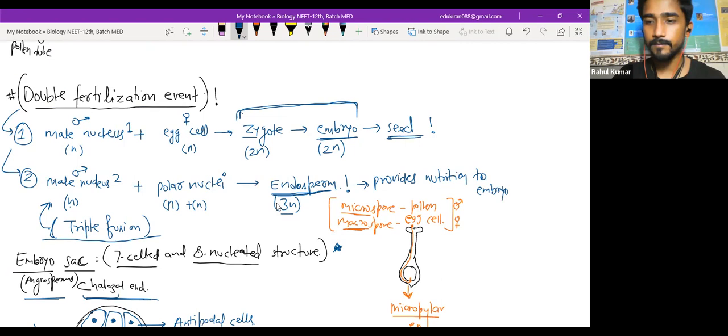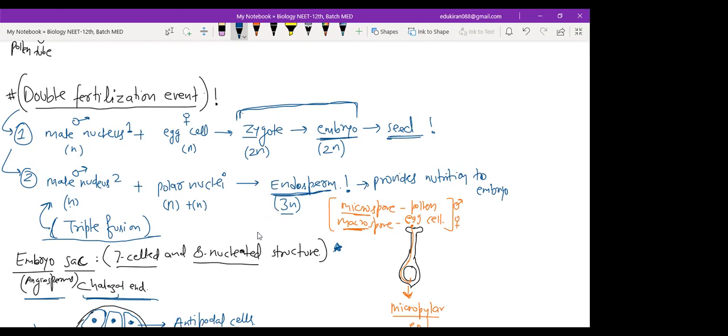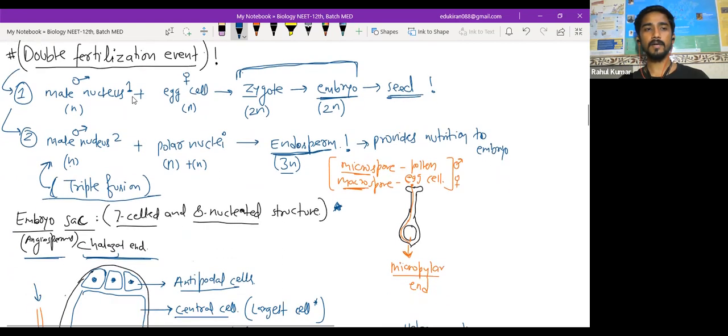Okay, clear everyone? Both of you, Sumaira, Matthew? Yes, sir. Now please write it down. Write down this double fertilization event. Then you have to draw this also. Let me know when you are done with double fertilization. I will go down.